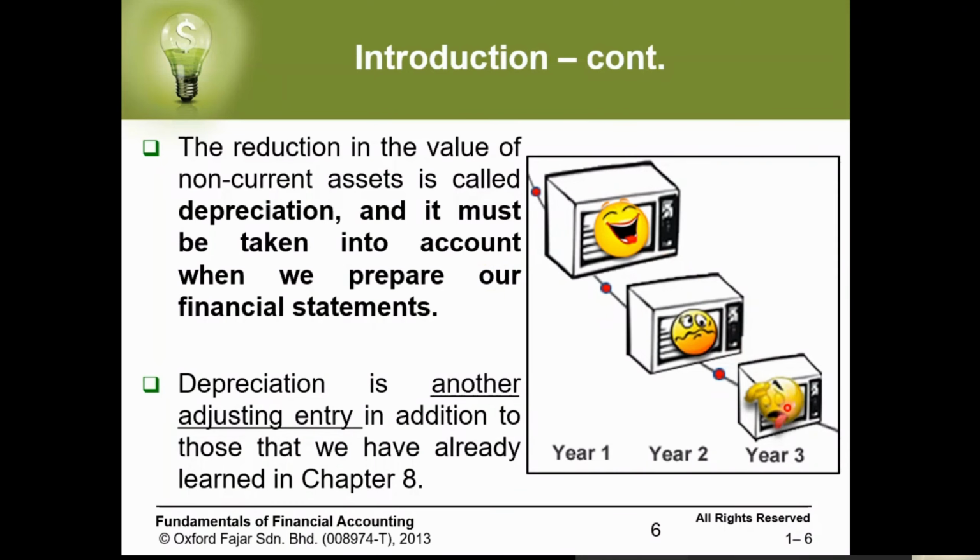If you see, this is the machine. The first year was okay, then the functionality reduced a little bit, then the third year it is totally done. So depreciation is another adjusting entry. If you remember the last classes, we were talking about adjusting entries when we talked about prepaid and accrual, and also when we talked about creating an allowance for doubtful debts. All of these we call adjusting entries. Also calculating the depreciation is an adjusting entry.